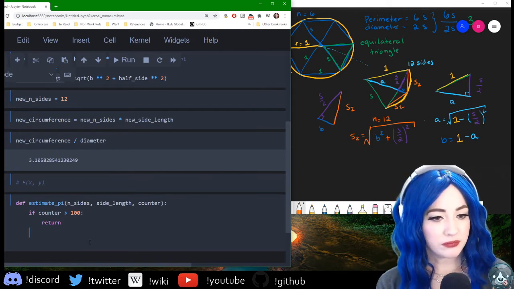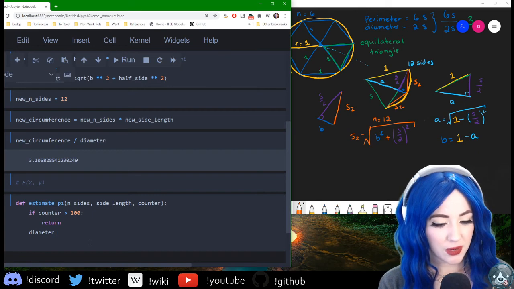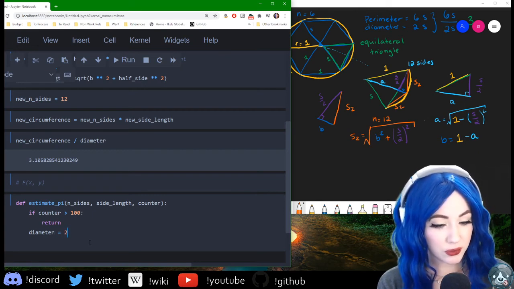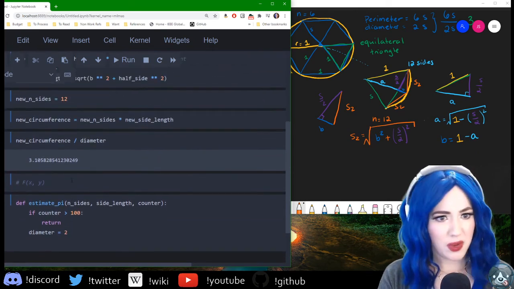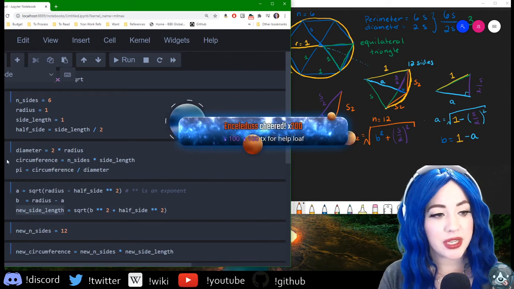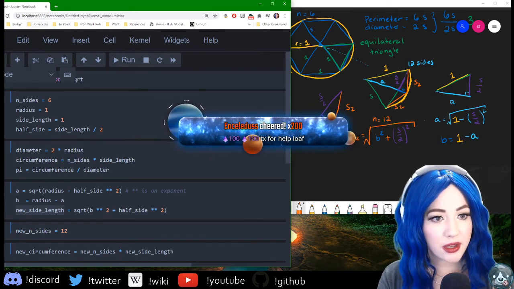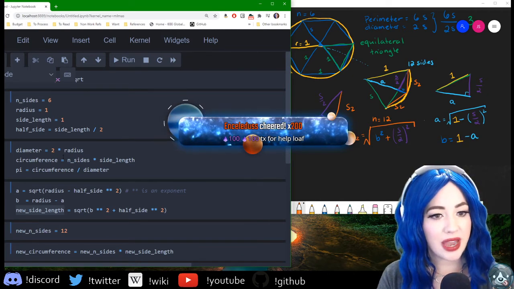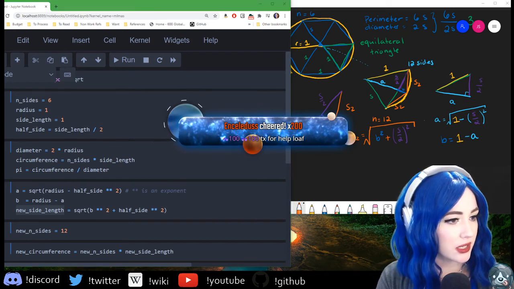So, right, we have a diameter. We know that's going to be 2. And if you're like, wait, how do we know it's 2? Remember that we have the radius of the circle and our diameter is just 2 times the radius. So here I am defining the radius, nope, I'm not gonna do that actually.